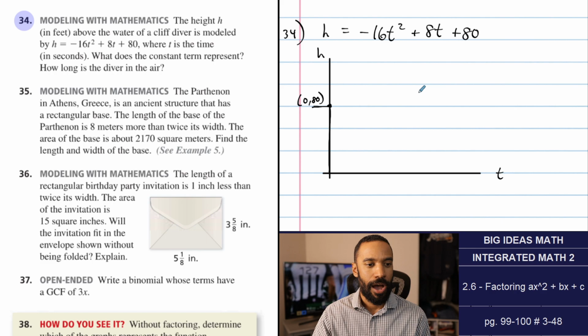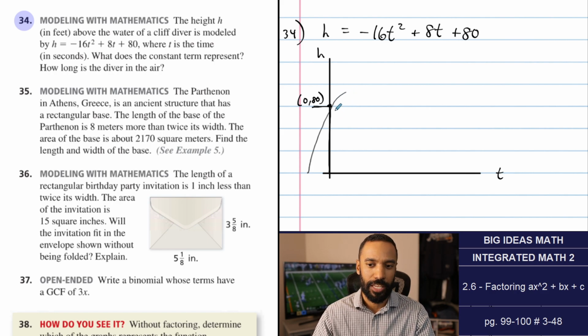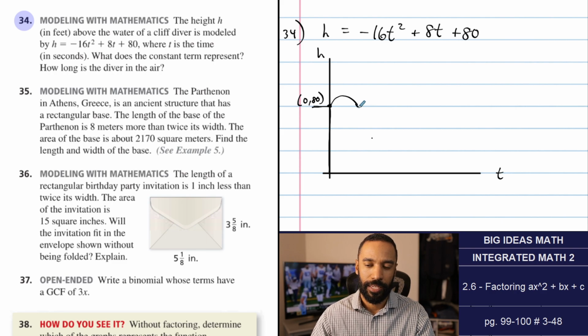They also ask, how long is the diver in the air? This is, like I said, an upside down parabola. A parabola that ideally would look like probably something like this, because the diver's got to jump, right? It jumps and comes back down, boom, like that. Hits the water, boom, hopefully survives.